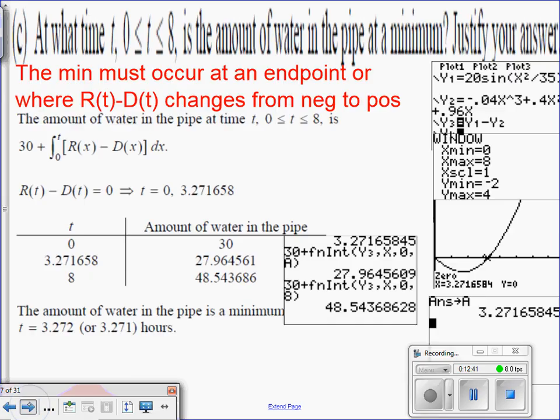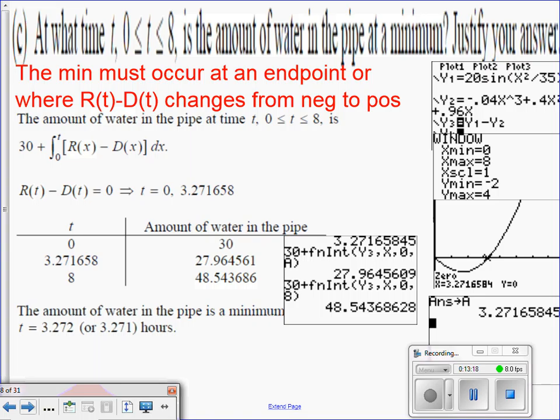Scratching's good. Okay. This is the one that took a lot of work. You want to know for what time between 0 and 8 there's a minimum amount of water in the pipe. So first of all, you know that the absolute min must occur at an endpoint or where rate in minus rate out changes from negative to positive. A lot of kids were asking me today, I don't understand how you know when that is. What I like to do is graph Y3, rate in minus rate out, and then use the graph to tell me where it changes from negative to positive.